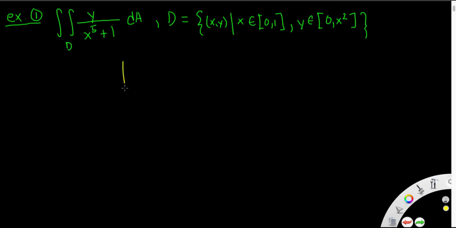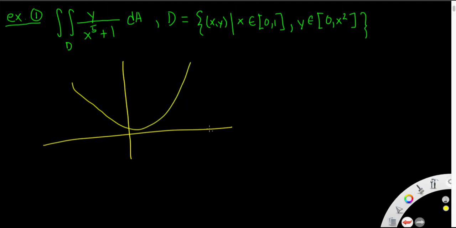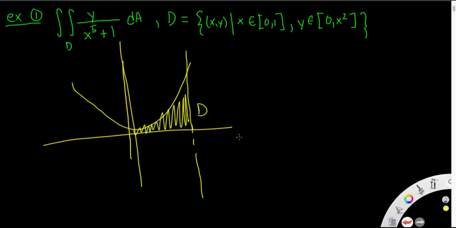If we want to look at this geometrically, I'll write a quick little graph here. Y equals 0 is this x-axis here, and y equals x squared is this parabola that goes through the origin. And if x goes from 0 to 1, here is x equals 1, and here's x equals 0 as well. We're looking at this region D in the xy plane.